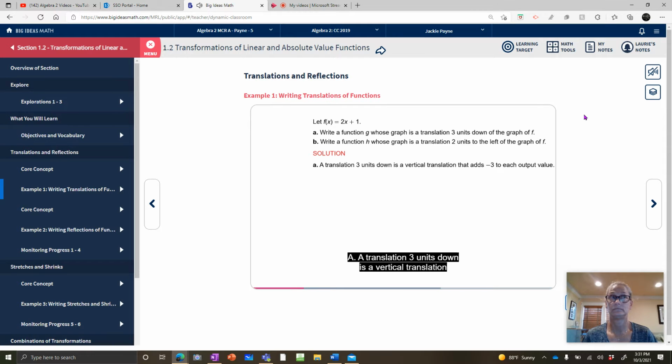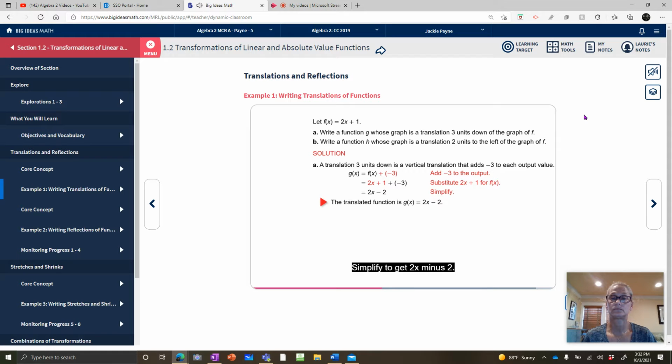Solution. A. A translation 3 units down is a vertical translation that adds -3 to each output value. First, add -3 to the output value, or f of x. Write g of x equals f of x plus -3. Substitute expression 2x plus 1 for f of x to get 2x plus 1 plus -3. Simplify to get 2x minus 2. So the translated function is g of x equals 2x minus 2.